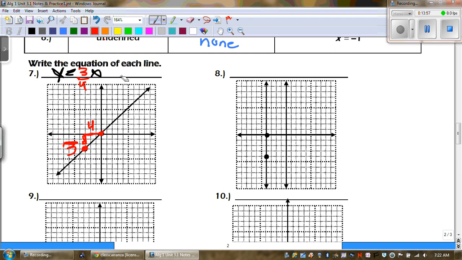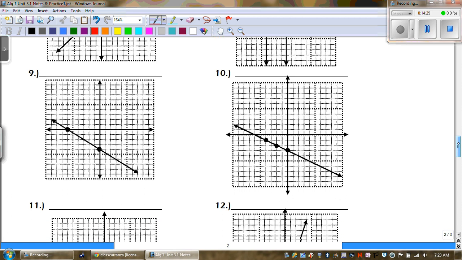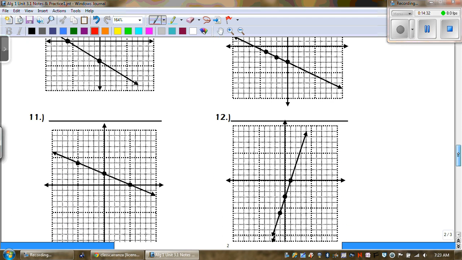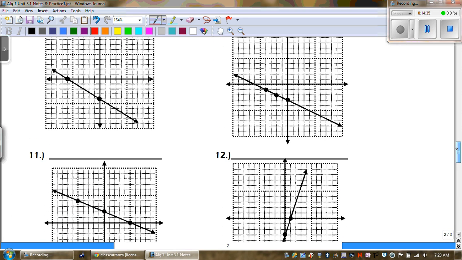Okay, for number 8, we have a vertical line, okay? Vertical line, we need to remember that our slope is undefined. So our slope is undefined, and our y-intercept, well, there's none, okay? So this is an x equals graph, and it's x equals -4. Okay, now the rest of these, I want you guys to do them on your own. So pause the video and good luck.